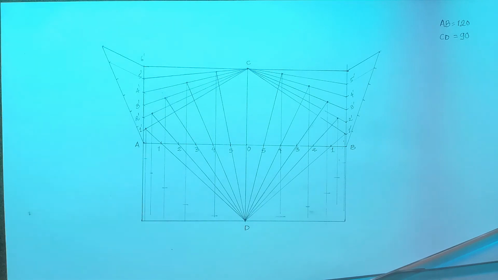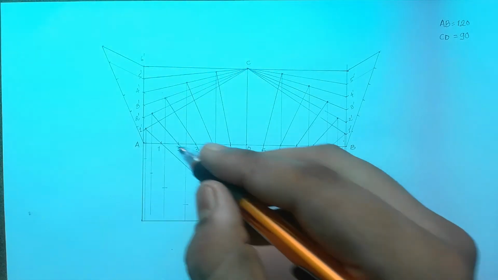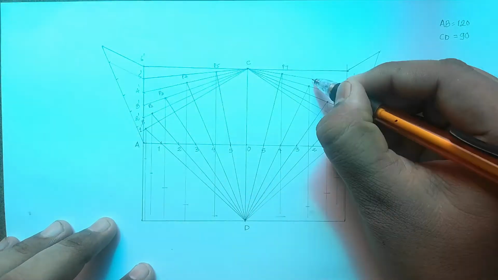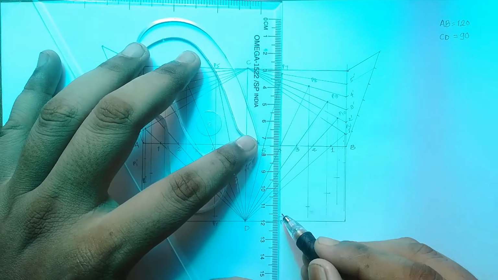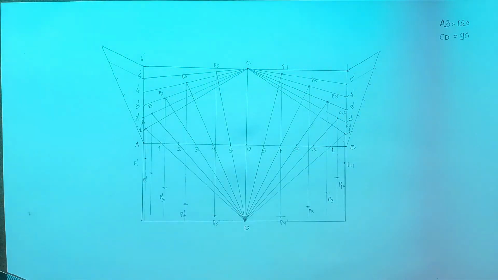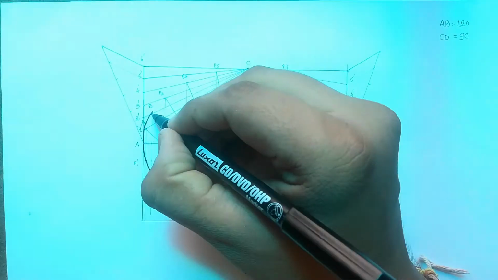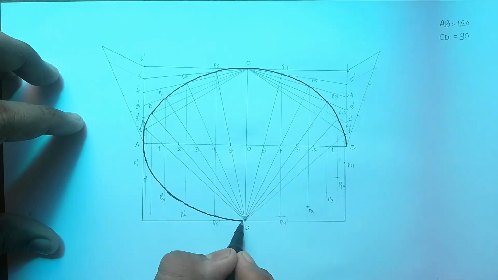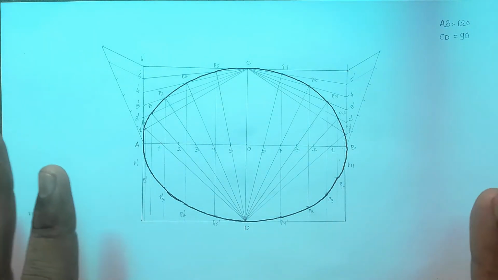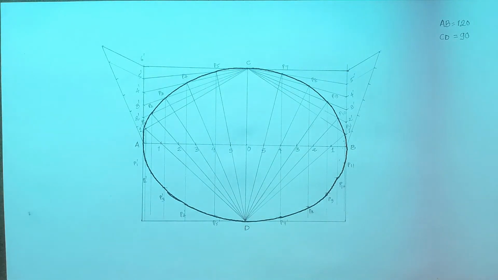Now let me just give all the points numbers. So this is my point number 1, P1, point 2, and so on. Once done with the point marking, we will complete the ellipse with an HB grade pencil with a smooth arc. So this is our final ellipse that we wanted with the rectangle method or the oblong method.